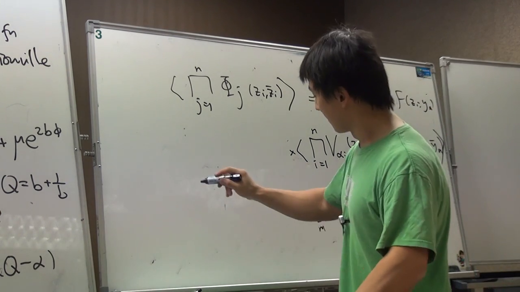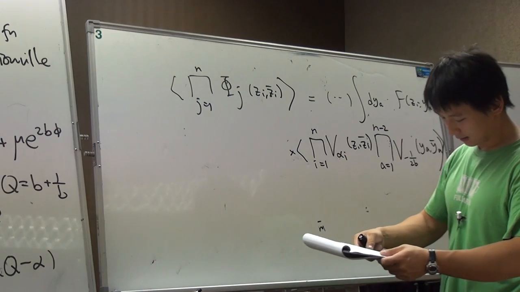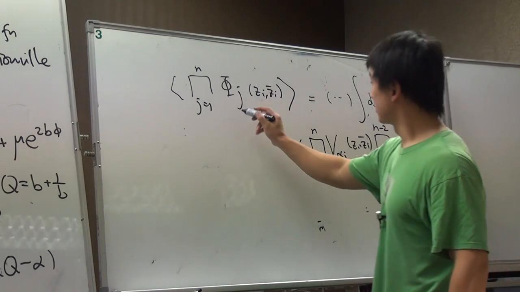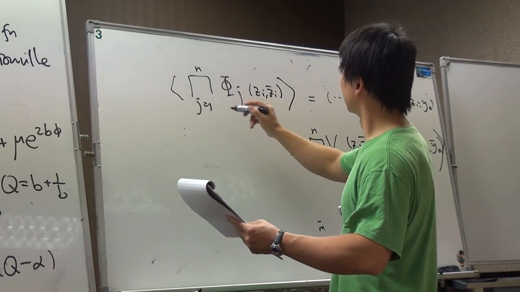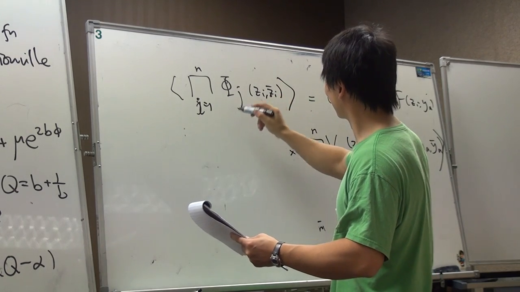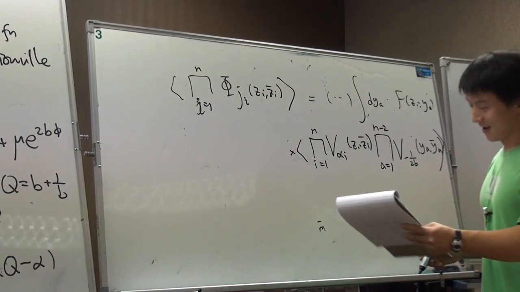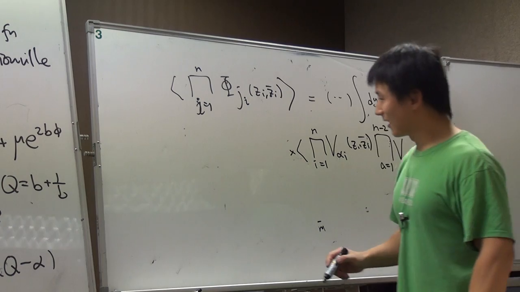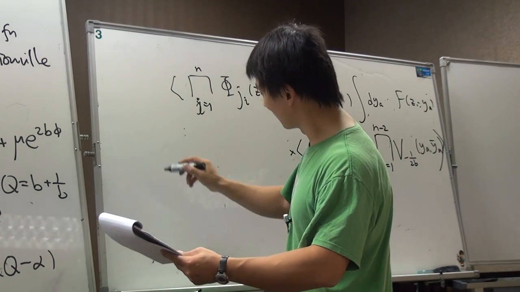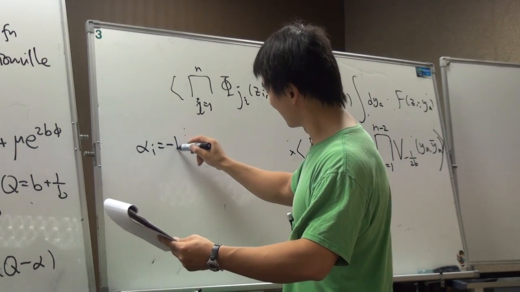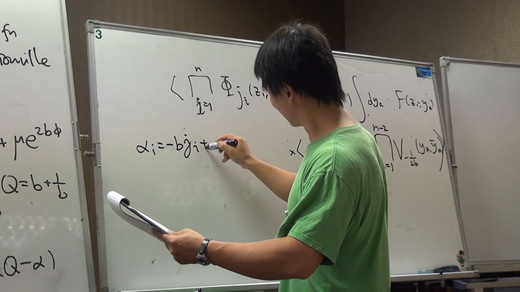So I haven't told you what these alpha i's are. Given this j_i, sorry, i from 1 to n. And there's a correspondence between alpha_i and j_i. The formula is that alpha_i is going to be equal to minus b times j_i plus 1 over 2b.